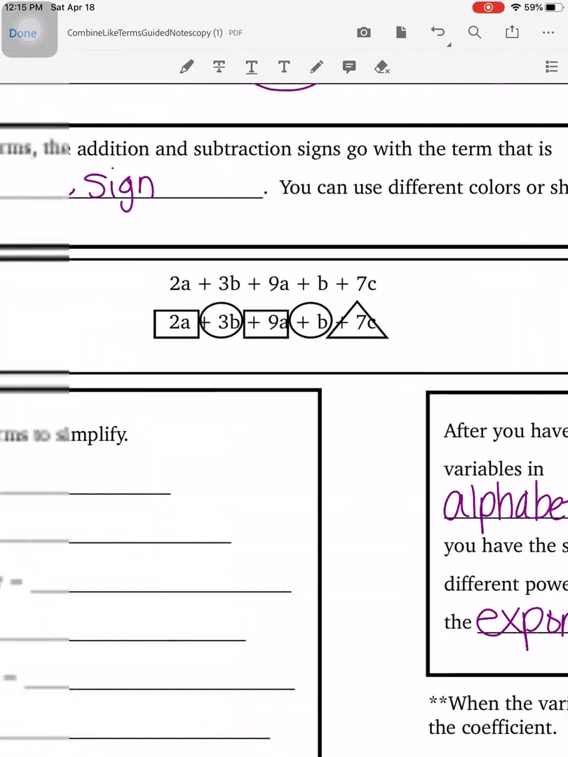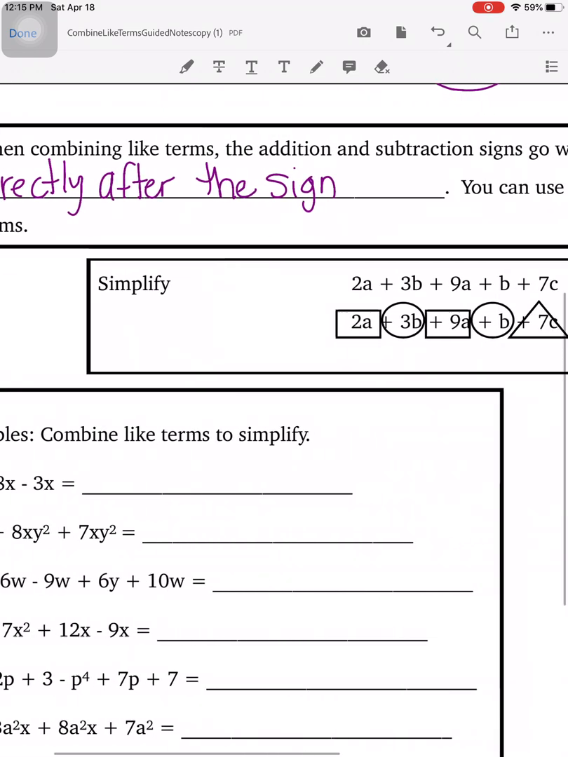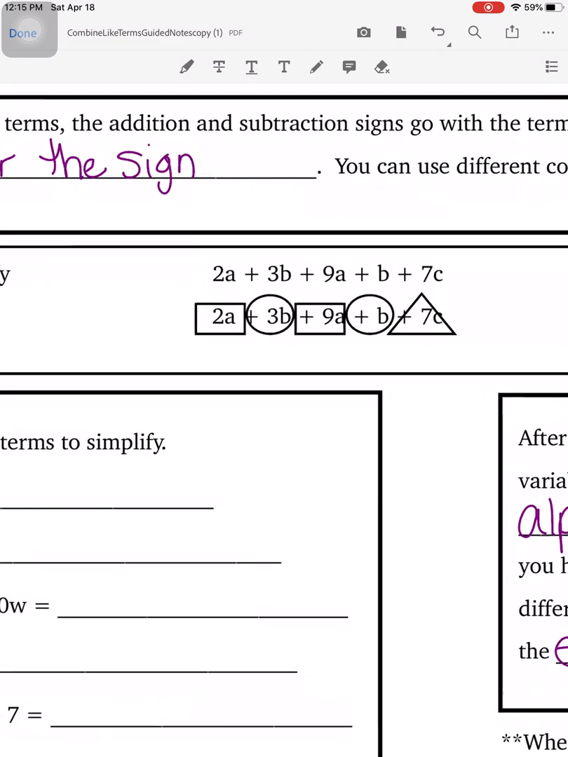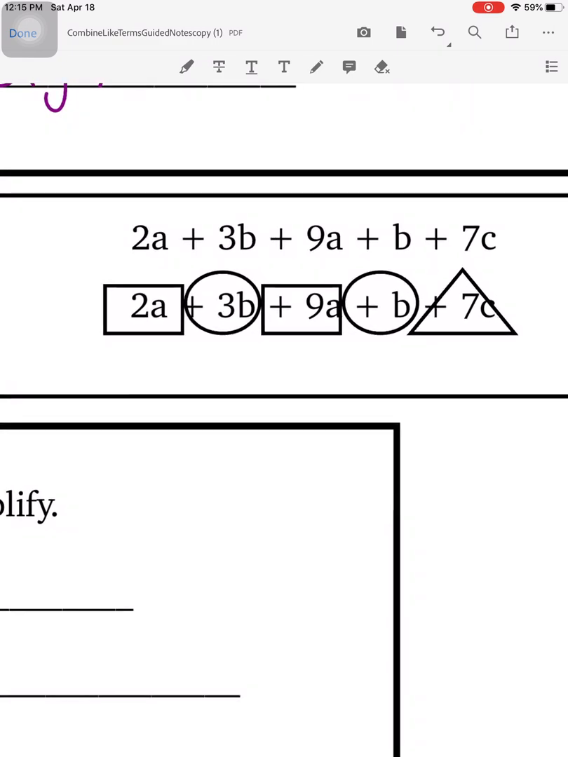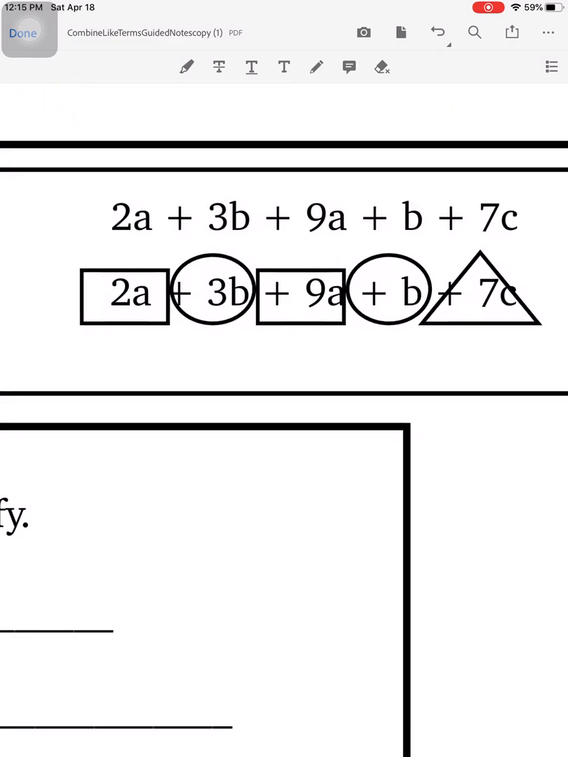So let's look at this example. So it says simplify. Simplify means to combine like terms. So we're just going to combine the terms that are alike. So you see in this example, they've already separated them into like terms by using shapes. All right, so we see 2a and positive 9a are alike because they have the same variable raised to the same power. So we use a rectangle.